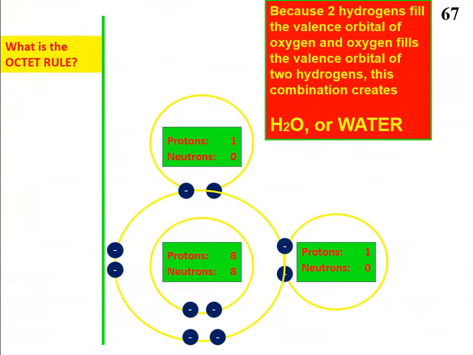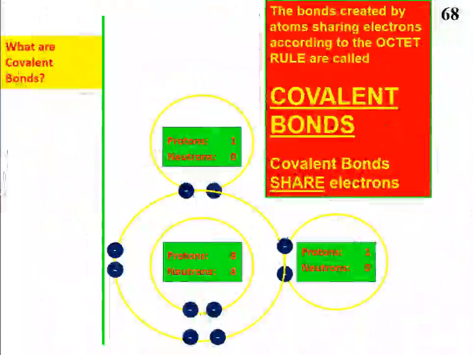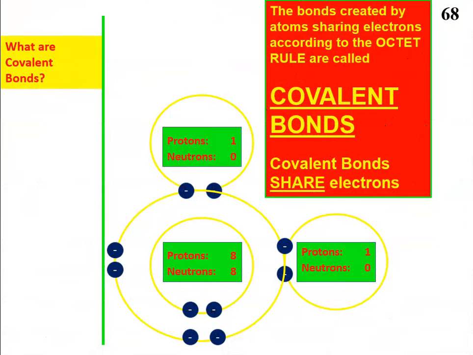Because hydrogen fills the valence orbital of oxygen and oxygen fills the valence orbital of 2 hydrogens, this combination creates H2O, or water. Oxygen is the most common element on Earth. Hydrogen is the most common element in the universe. So the 2 of them together form the most common substance on Earth, which is water. So bonds are created by atoms sharing electrons according to the octet rule. These are called covalent bonds. Covalent bonds share electrons.